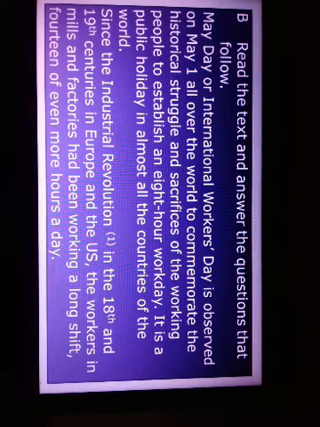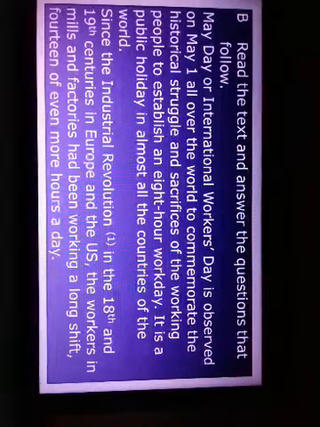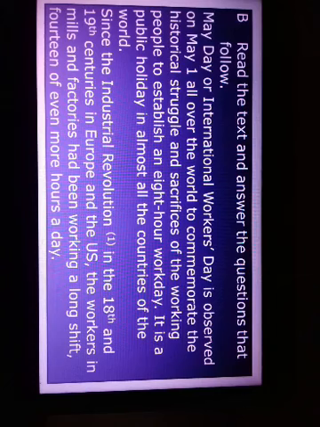If I explain thus, you can understand more clearly. May Day, or International Workers' Day, you can call it in both ways, is observed, is celebrated on May 1st. That means on the first day of May, all over the world, across the world, to commemorate, to show respect, to remind of the historical struggle and sacrifice.